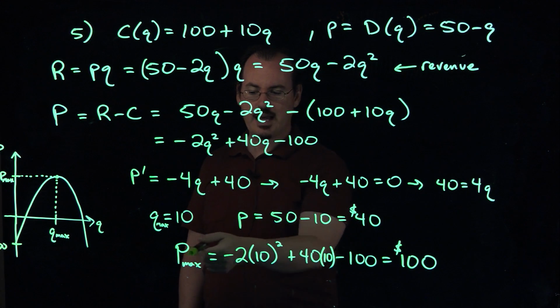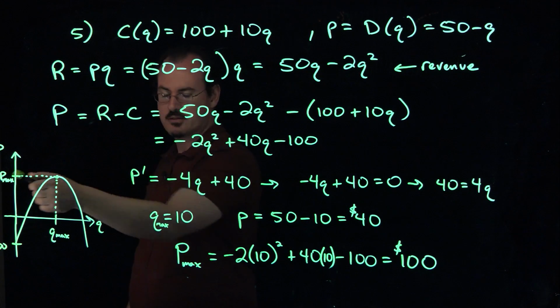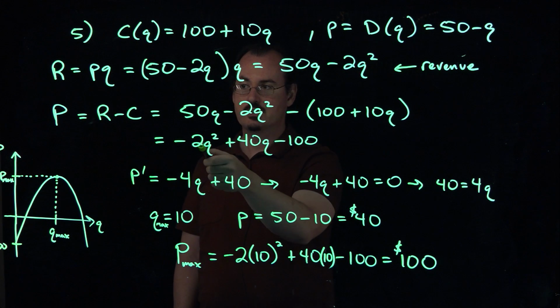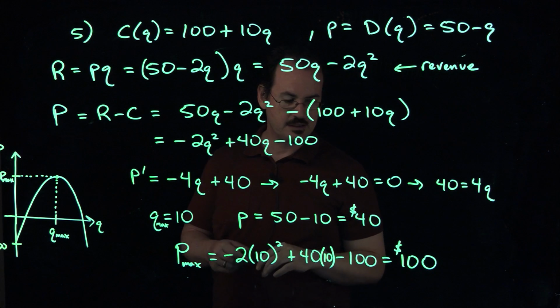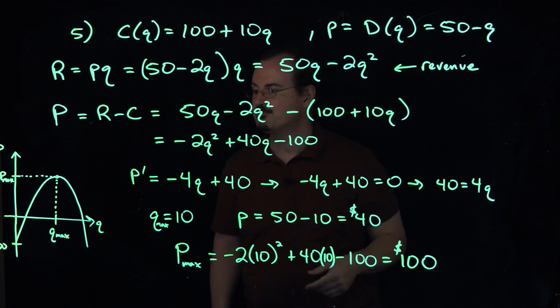Finally, to find the actual maximum profit, the P value here, that P max right there, we then plug that 10 into the profit function. So here's the profit function, plug 10 into there. Simplify that, we get $100. So our maximum weekly profit is $100. Okay.